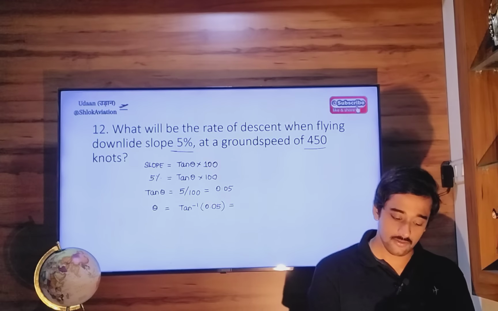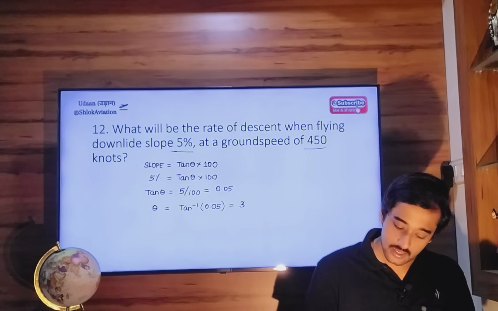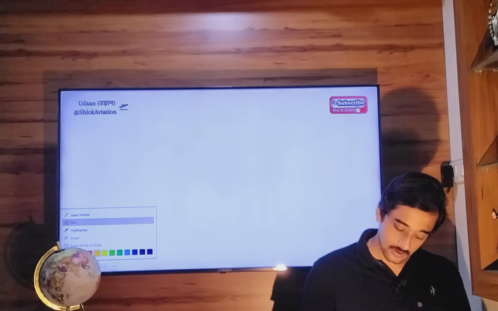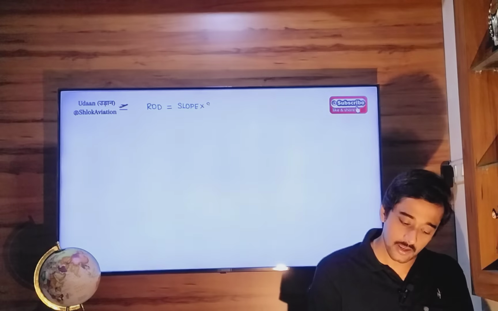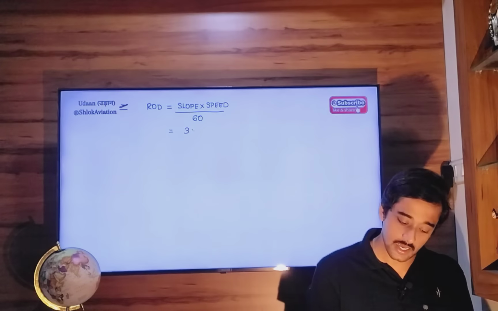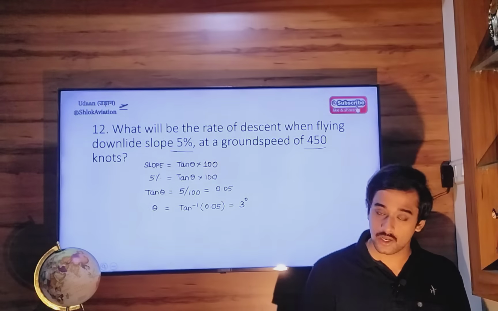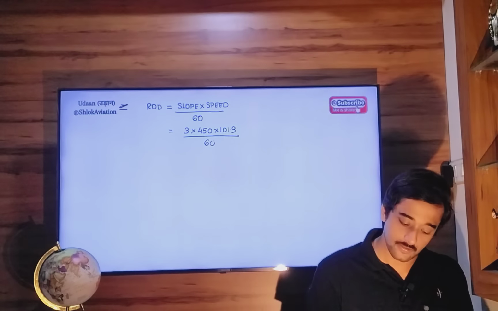So shift tan inverse 0.05 is 2.8 or approximately 3 degrees. Now, the rate of descent formula is: rate of descent in feet per minute equals glide slope multiplied by your ground speed in terms of feet per minute divided by 60. So glide slope is 3 degrees, speed is 450 knots. So 450 multiplied by 101.3 divided by 60.